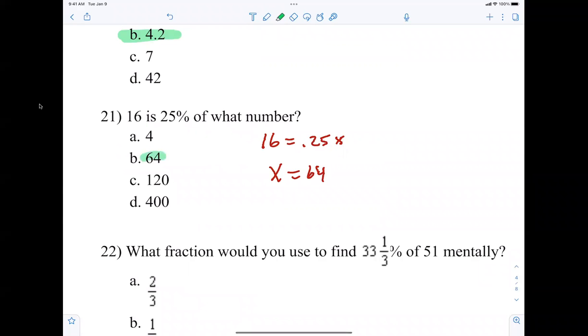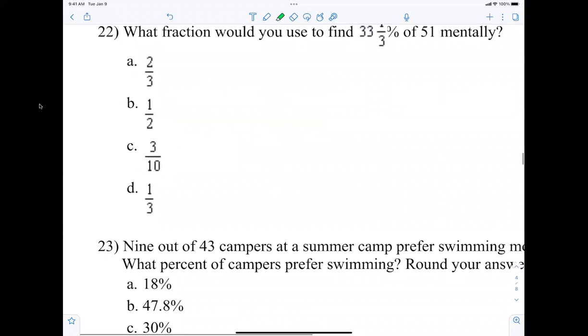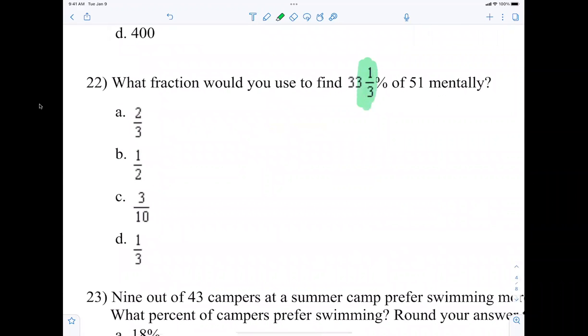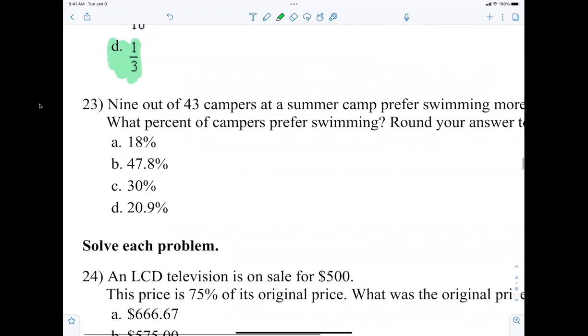Anybody unsure about these now? Don't just say yes because everybody's getting it. Everybody's happy with that? All right, let's carry on. Uh-oh, what do we talk about? 33 and 1/3 is what fraction? 1/3. Everybody should know that. 1/3. All right, that was a nice one.